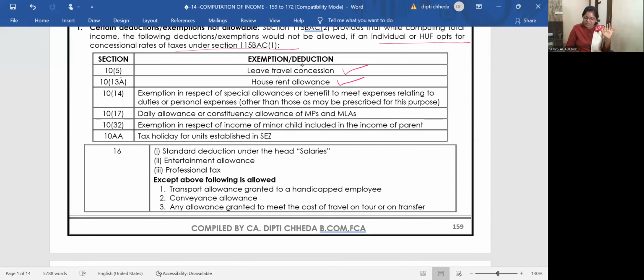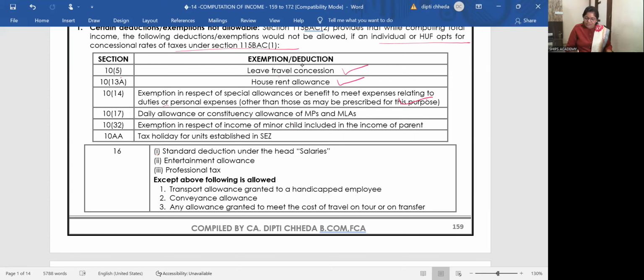Exemption in respect of special allowance or benefit to meet expenses relating to duty or personal expenses other than those as prescribed for this purpose. So whatever the special allowances under section 1014, they are not allowed. Other than prescribed for this purpose means if you are getting a uniform allowance and spending it for office, that will be allowed. But the education allowance, and the one for the handicapped, 3,200 per month, not allowed.